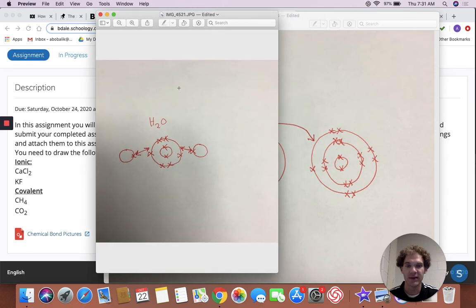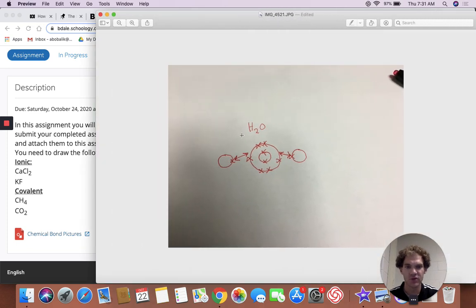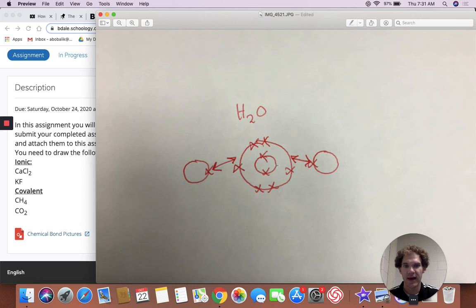Then a covalent bonding example that I drew was water, or H2O. Here's each of my hydrogens, which just has 1 electron because that's all it has. My oxygen in the middle has 2, and then 6: 1, 2, 3, 4, 5, 6. We know with covalent bonds that they don't transfer electrons, they share them. So I've shown this double-sided arrow where hydrogen would be sharing its electron with the oxygen. Then the oxygen would have 1 over here, and this hydrogen would do the same thing. That would get the oxygen up to 8 electrons.